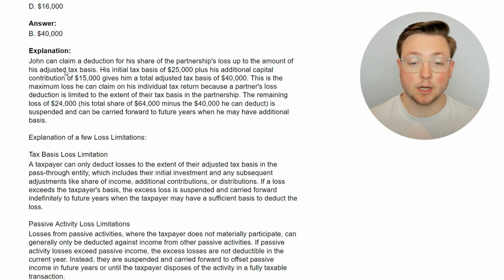John can claim a deduction for his share of the partnership's loss up to the amount of his adjusted tax basis. His initial tax basis of $25,000 plus his additional capital contribution of $15,000 gives him a total adjusted tax basis of $40,000. This is the maximum loss he can claim on his individual tax return because a partner's loss deduction is limited to the extent of their tax basis in the partnership. The remaining loss of $24,000, his total share of $64,000 minus the $40,000 deduction, is suspended and can be carried forward to future years when he may have additional basis.